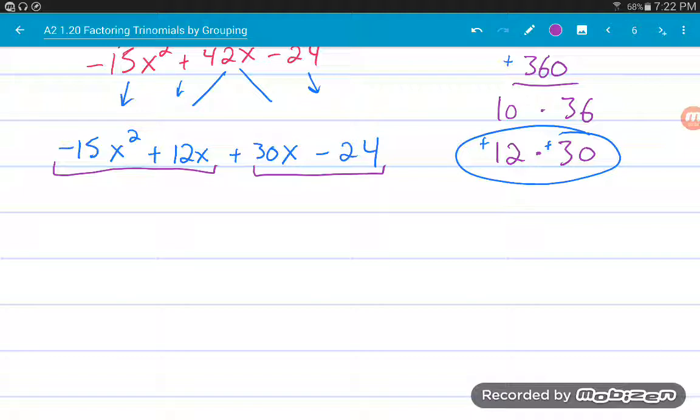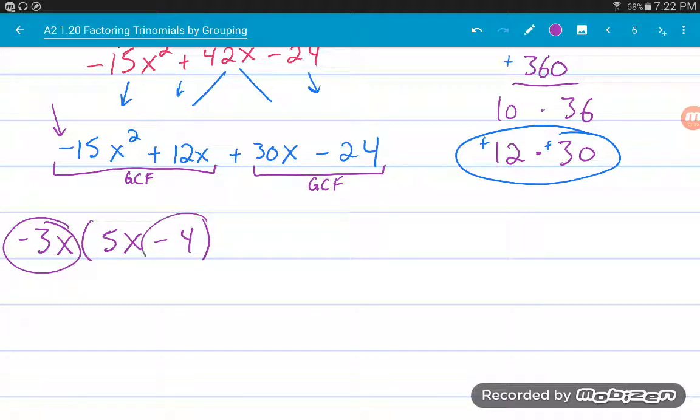Now that I have 4 terms, here's how I finish it. I group the first 2, group the second 2. This is a skill that we learned in lesson 19, and even lesson 18. I need to factor out a GCF from both of these. On the left-hand side, I'm going to pull out a negative, so negative 3, and I can also pull out an x, leaving me with 5x minus 4. I know it's minus because negative 3x times negative 4 would be positive 12x.